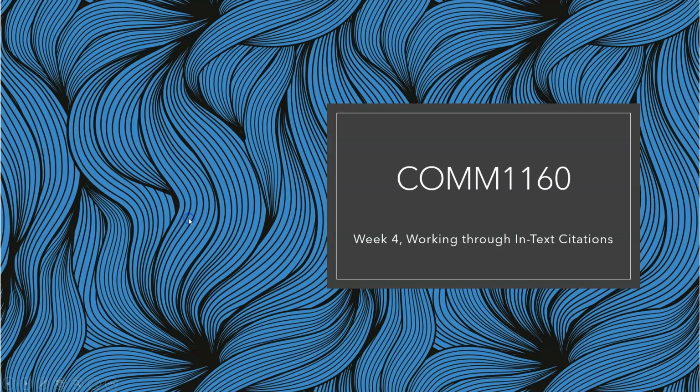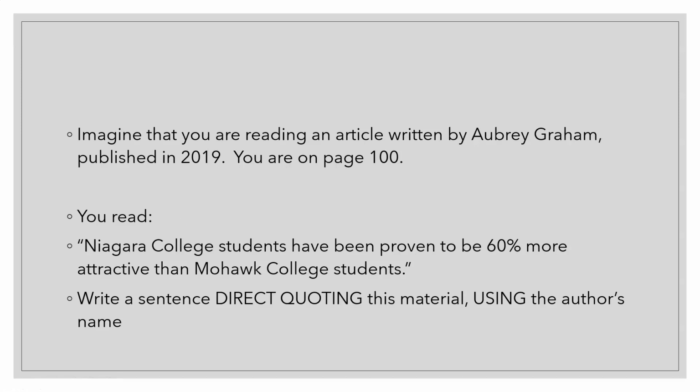So the first thing I'm going to ask you to do is to imagine that you're reading an article that's written by Aubrey Graham that was published in 2019. You're on page 100, and on page 100 you read, quote, Niagara College students have been proven to be 60% more attractive than Mohawk College students. Using your scrap paper, write a sentence where you direct quote this material using the author's name. Pause the video now, and when you come back, we'll take a look at one of the possible answers.